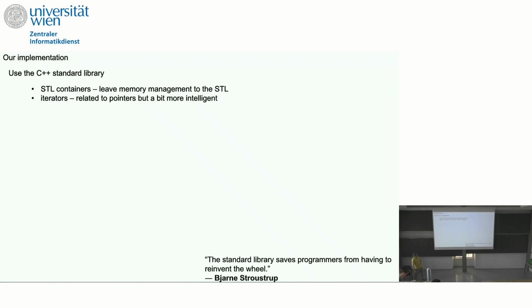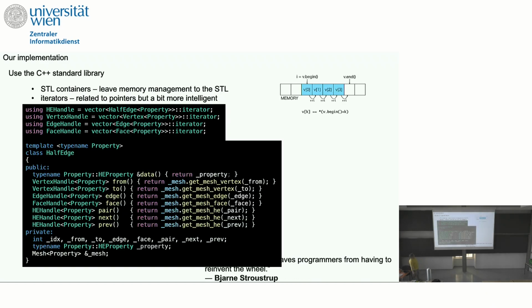Okay, so how am I going to implement this? I'm going to use a standard library, right? And why am I going to use the standard library? Because very smart people have done this memory management for you. So I want to avoid all sorts of memory management issues. And instead of raw pointers, I'm going to use iterators, which gives you a little bit of overhead. But in modern implementations, this is really negligible compared to what you gain. So what is an iterator? Think of it as a pointer. If you have an array, a sequence of data, then an iterator is going to tell you where you are in this sequence. It's going to tell you how you iterate over a sequence.